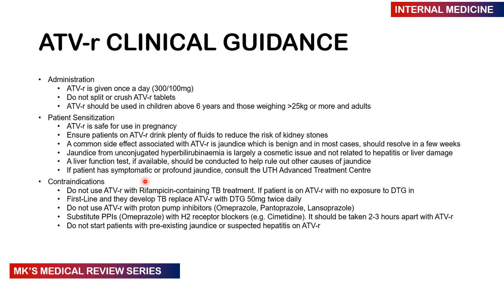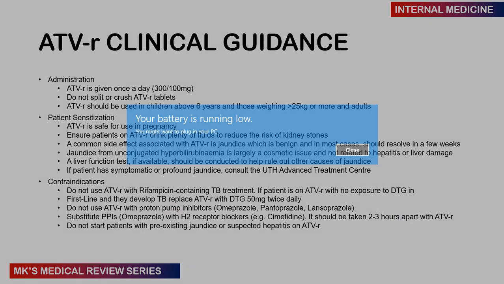If the patient is on Atazanavir with no exposure to DTG in first line and they develop TB, replace the Atazanavir with dolutegravir 50 milligrams twice a day. Do not use it with proton pump inhibitors. Substitute the proton pump inhibitors with H2 blockers like cimetidine, and it should be taken 2 to 3 hours apart from Atazanavir. Do not start patients with pre-existing jaundice or any suspected hepatitis.